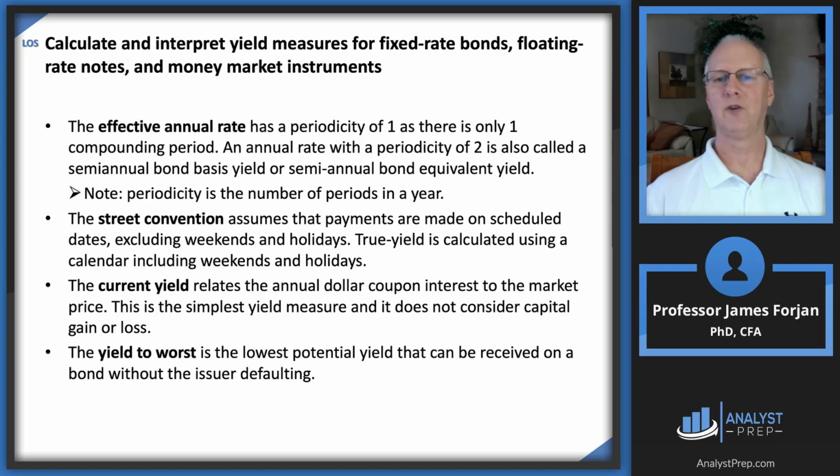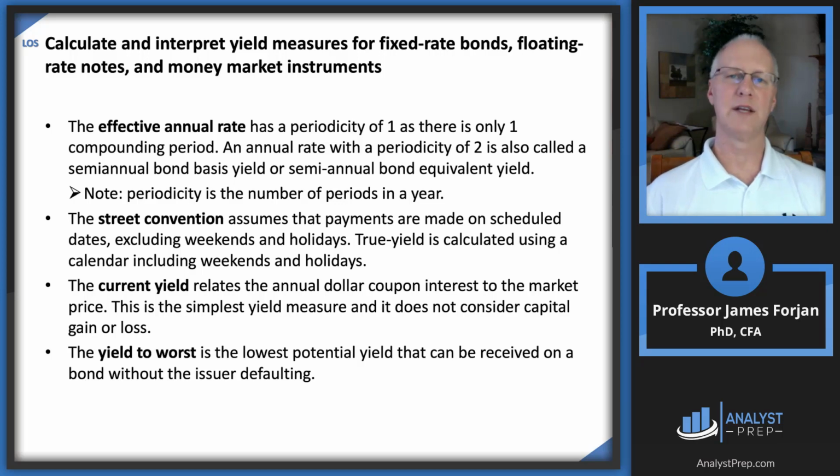Street convention assumes that payments are made on the scheduled dates, probably not on weekends, probably not on holidays. But the true yield is calculated using a calendar that includes the weekends and holidays because, after all, there are risky events that can occur on weekends and holidays that will affect the bond price when trading opens on a Monday or after a holiday.